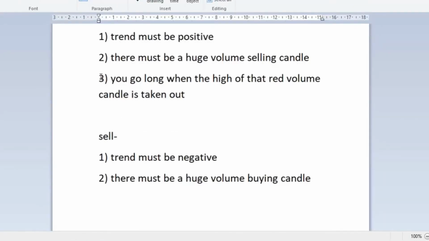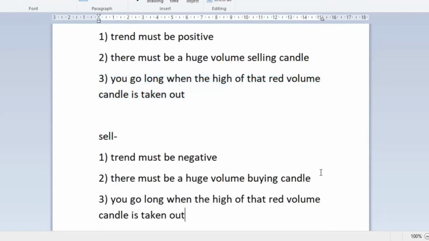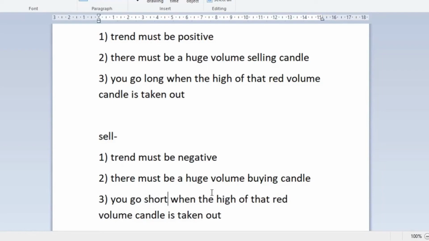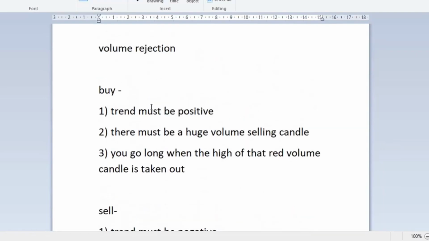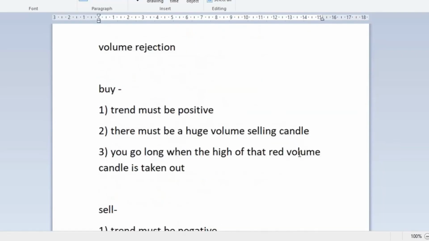The last change over here is you go short, not long now. You have to short the markets first and cover them later in profits. So you go short when the low of that green volume candle is taken out. So the conditions are exactly opposite for buy and sell.